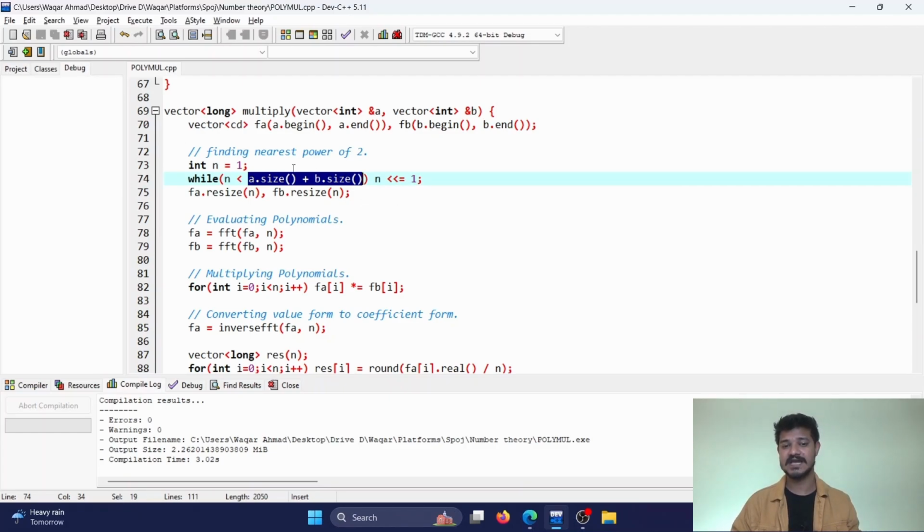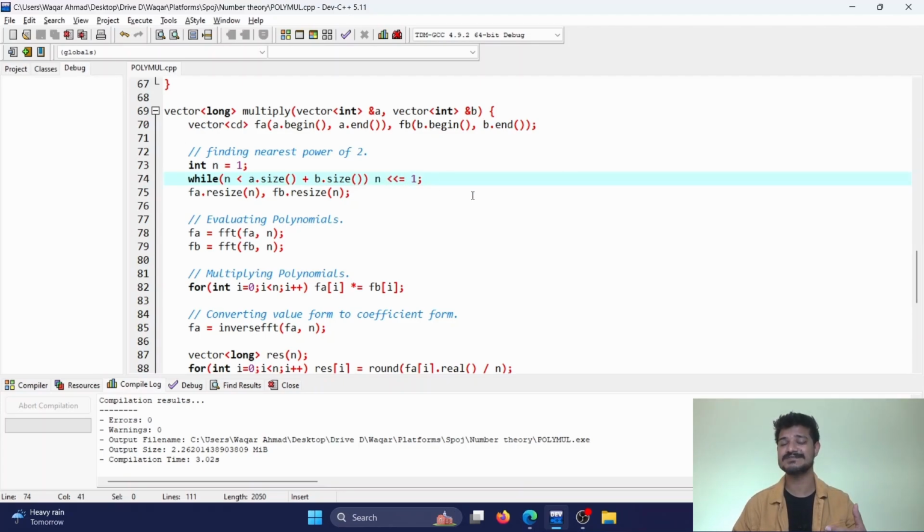So since the result will have degree this much, a of size plus b of size, n must be greater than that, and the number of points on which we want to evaluate must be greater than that. So as long as n is smaller than this, we will keep on multiplying n by 2. So this is one way to multiply n by 2.